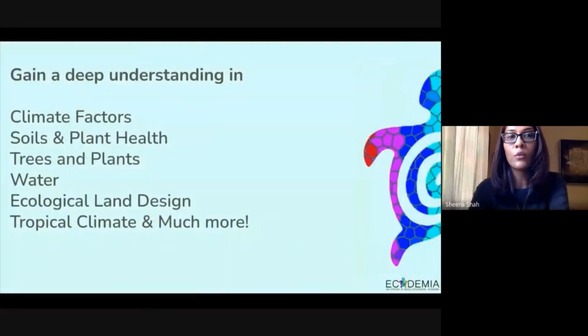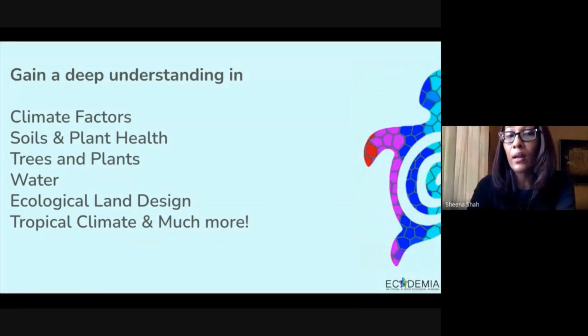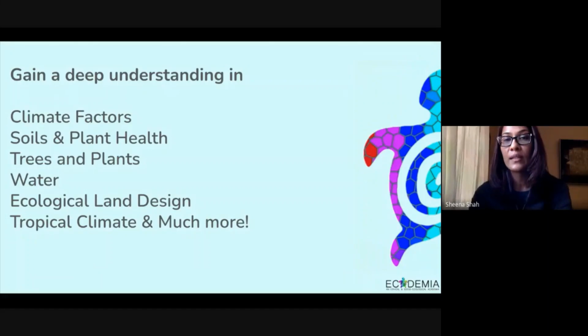So in a nutshell, we'll be gaining a deeper understanding of the climate factors, as we talked about, soils and plant health, trees and plants, water, ecological land design, tropical climates and much more. A lot of us are maybe in the tropics as well, so we'll learn about the tropics and the temperate climate that we're in. What will work? How do we gain a deeper understanding in that aspect, and start to design for that? These are some of the sessions that I will be facilitating during this course.